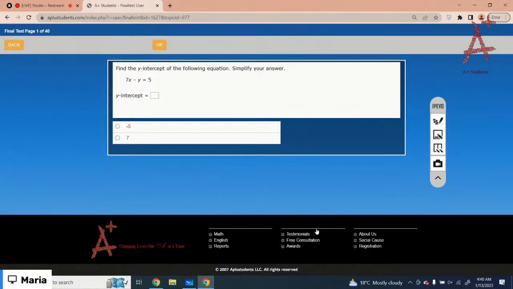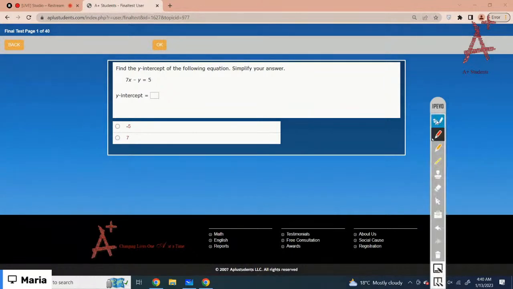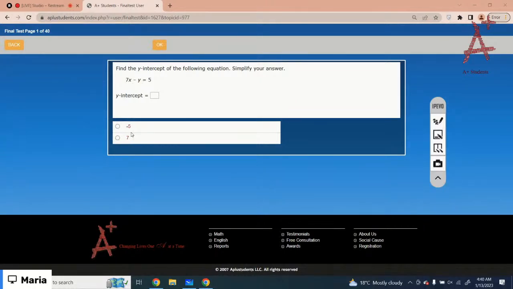Okay, we find the y-intercept of the following equation. So you have to find the y-intercept of the equation. Got it? So the first equation is 7x minus y equals 5. Just rewrite the equation in the form y equals mx plus b. Got it? So then move y to the other side and it would be 7x minus 5. Got it? So which is the m? M is 7. Got it? So the correct option is 7. Just select the correct option, then click on the OK button.